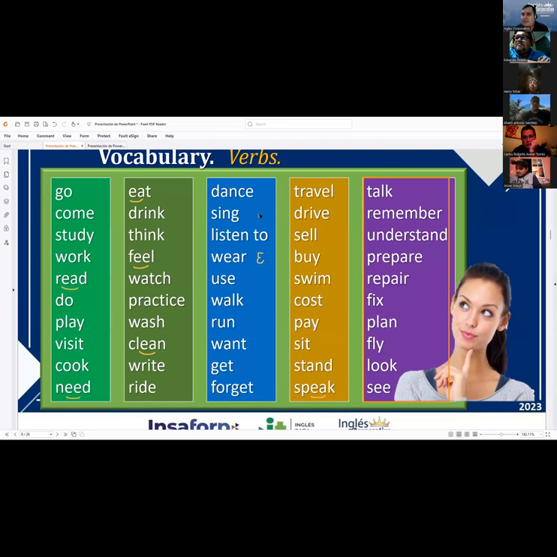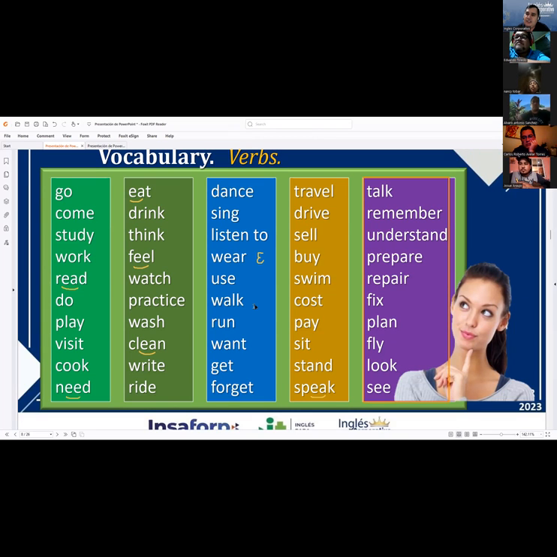I sing ballads. I sing rock songs. I listen to music. I wear jeans. I wear boots. I use a computer. I use a calculator. I use a pen. I use a pencil.